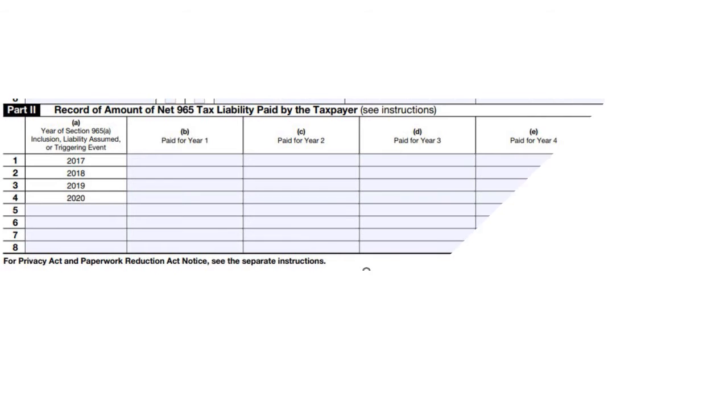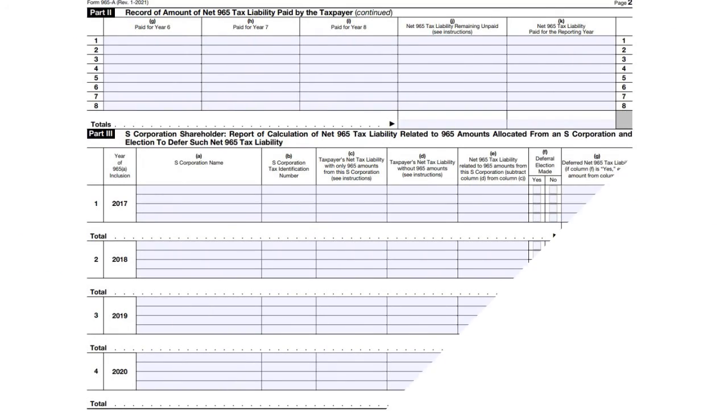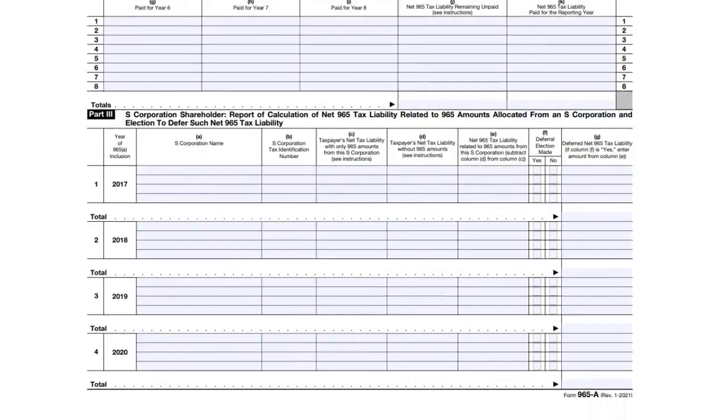And Part 2 basically talks about how much you've already paid. So it's all about looking at the delta between what you owe versus what you have already paid. You can see it. Part 2 is titled record of amount of net 965 tax liability paid by the taxpayer. In the next screenshot, you can see this is a continuation of Part 2. Part 2 splits the amount over several years, over 8 years to be more specific. So this is kind of straightforward. And at the end, you have to tally up how much you've already paid.